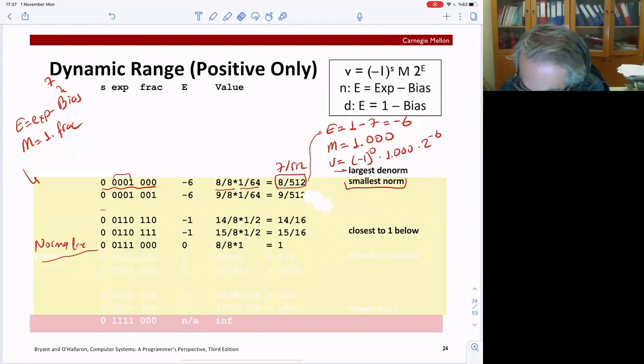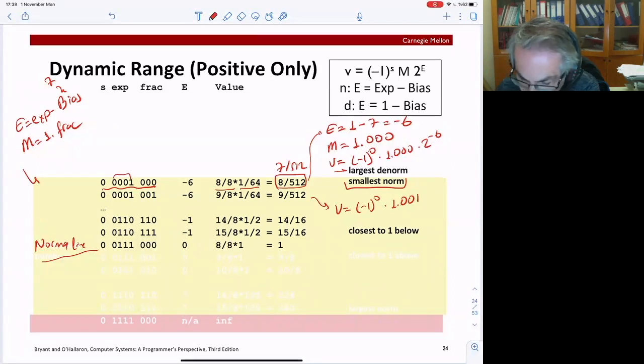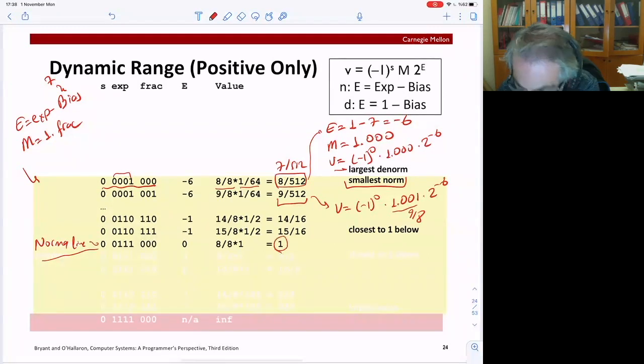Now, what about this one? In this case, the value here is minus 1 to the power 0 times 1 dot 0, 0, 1, times 2 to the power minus 6 again, and this is essentially 9 over 8, and the value is 9 over 512. So we can go all the way, and you can note that I can represent 1.0 like this.